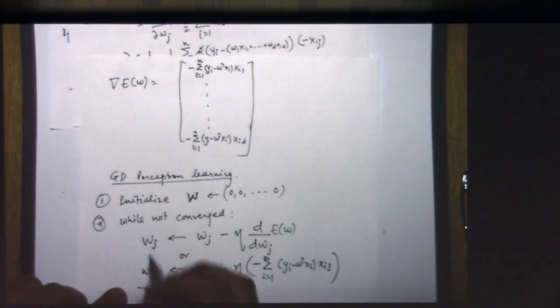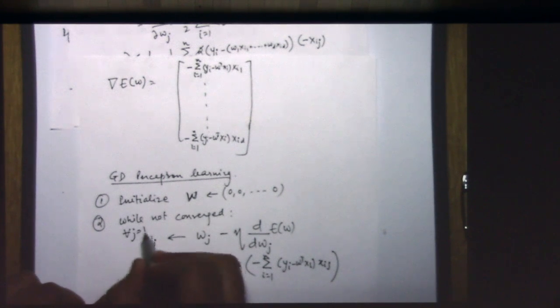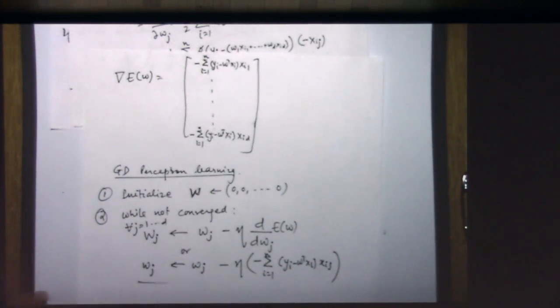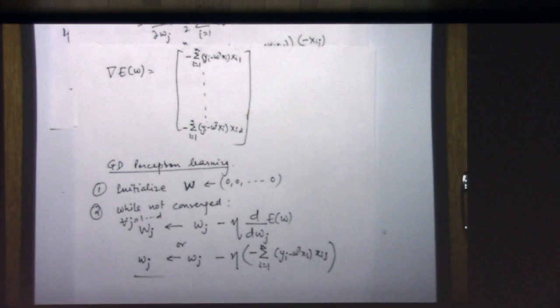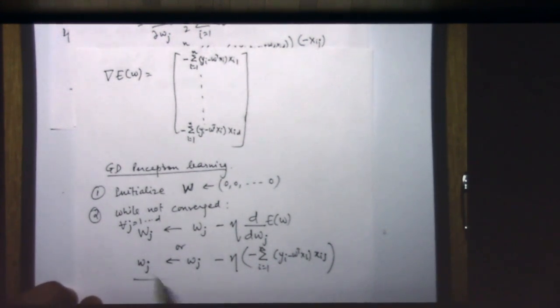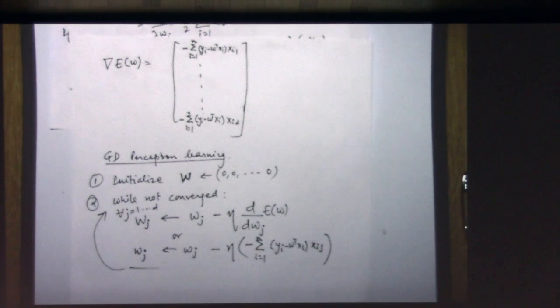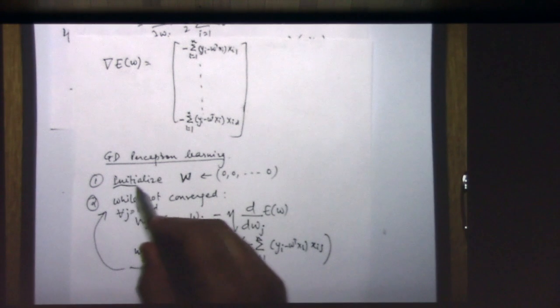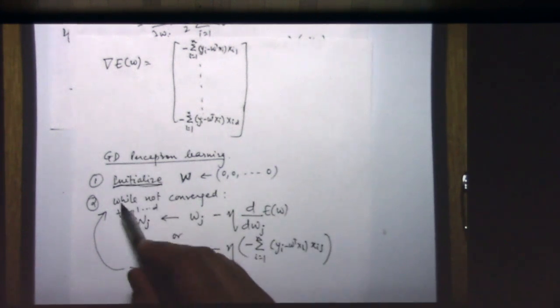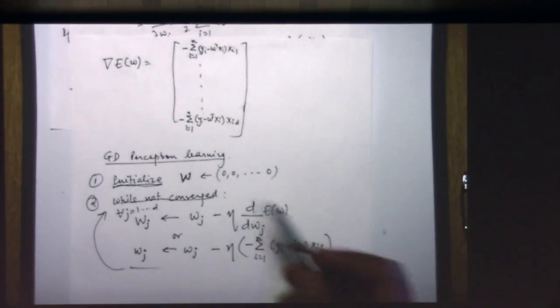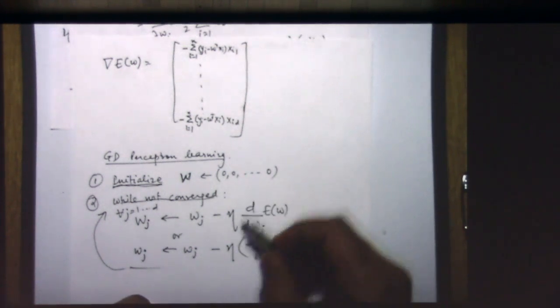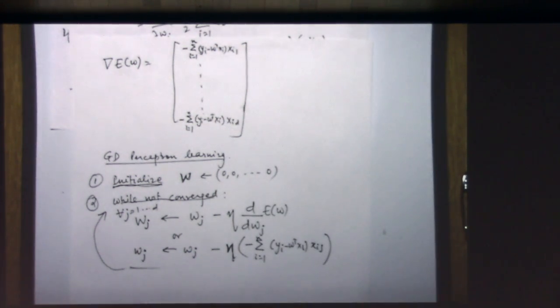So you do it for all j, 1 to d, or 0 to d, however you are doing your indexing. And then you keep going back. So this is the basic algorithm. You can also implement it very easily. The next question becomes how do we initialize, how do we assess the convergence, and what is eta? There are three things.